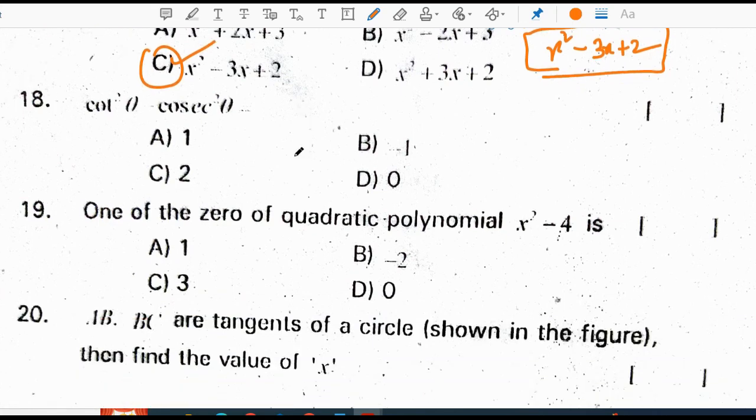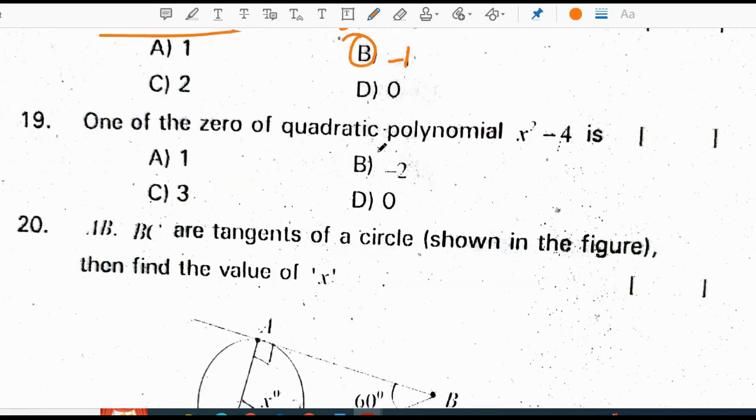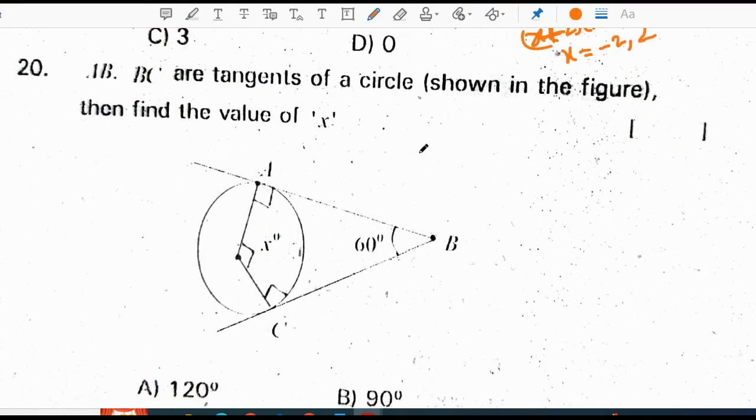Cot square theta minus cosecant square theta answer is minus 1. We know the identity cosecant square theta minus cot square theta is 1. But here in the question, cot square theta minus cosecant square theta will be obviously minus 1. One of the zeros of the quadratic polynomial x square minus 4 is. So correct option here is B, minus 2.